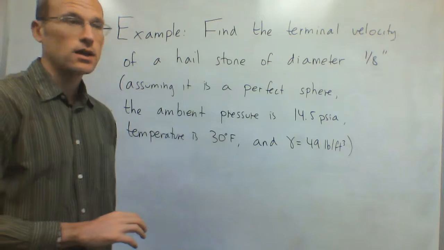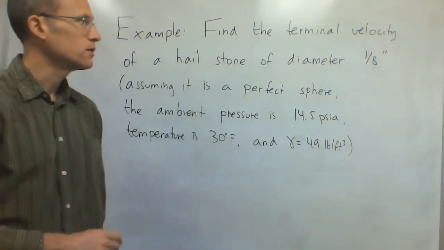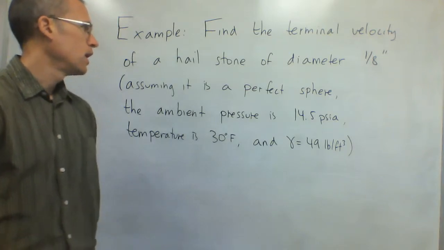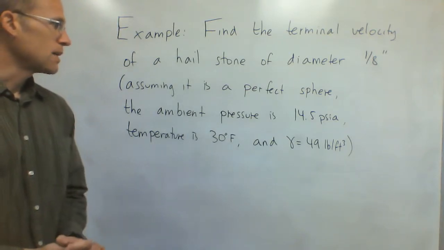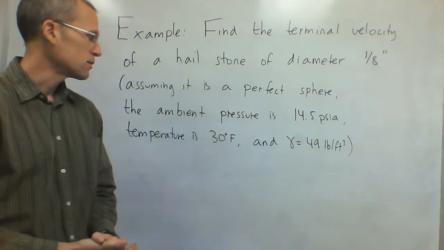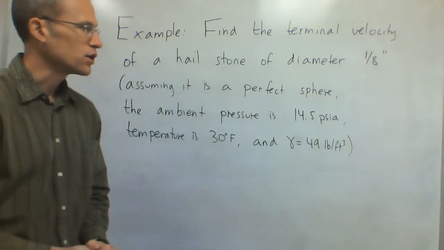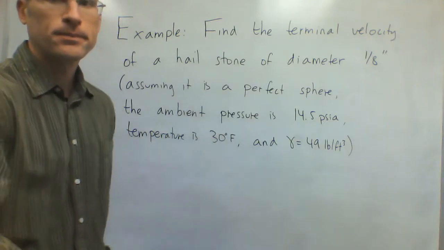Alright, so example of this, I want to find the terminal velocity of a hailstone, diameter 1/8 of an inch, assuming it's a perfect sphere. Also going to assume that ambient pressure is 14.5 psia, temperature is 30 degrees Fahrenheit, and the specific weight of this hailstone is 49 pounds per cubic foot.